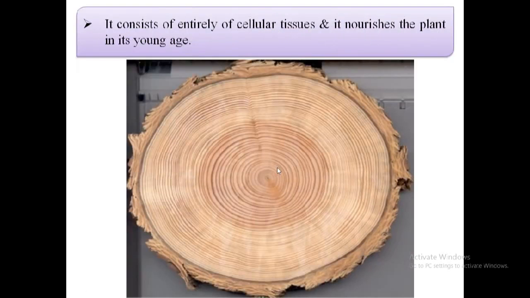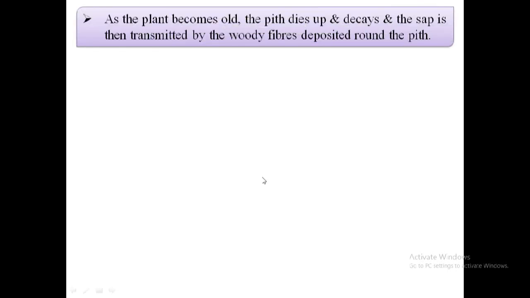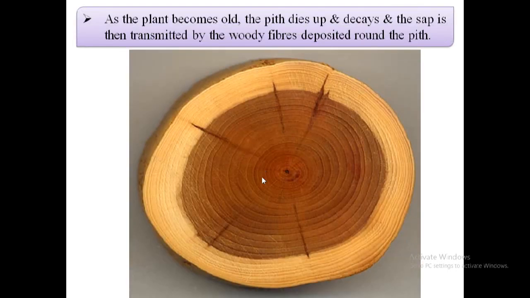Pith consists entirely of cellular tissues and it nourishes the plant in its young age. As the plant becomes old, this pith dries up and decays and the sap is then transmitted by the woody fibers deposited round the pith.